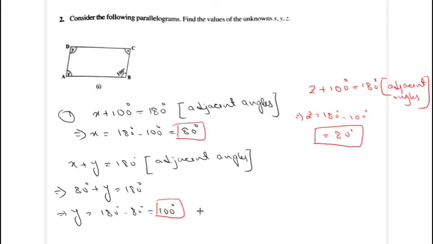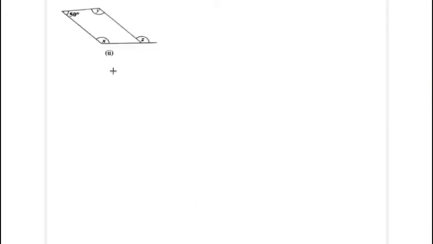Now come to question number 2. Again our parallelogram is given. Here x, this angle has no name, this is y, and it is 50. And z, an external angle, is given. So this angle we will name it as A, because we have to use this angle to take out the value of z.